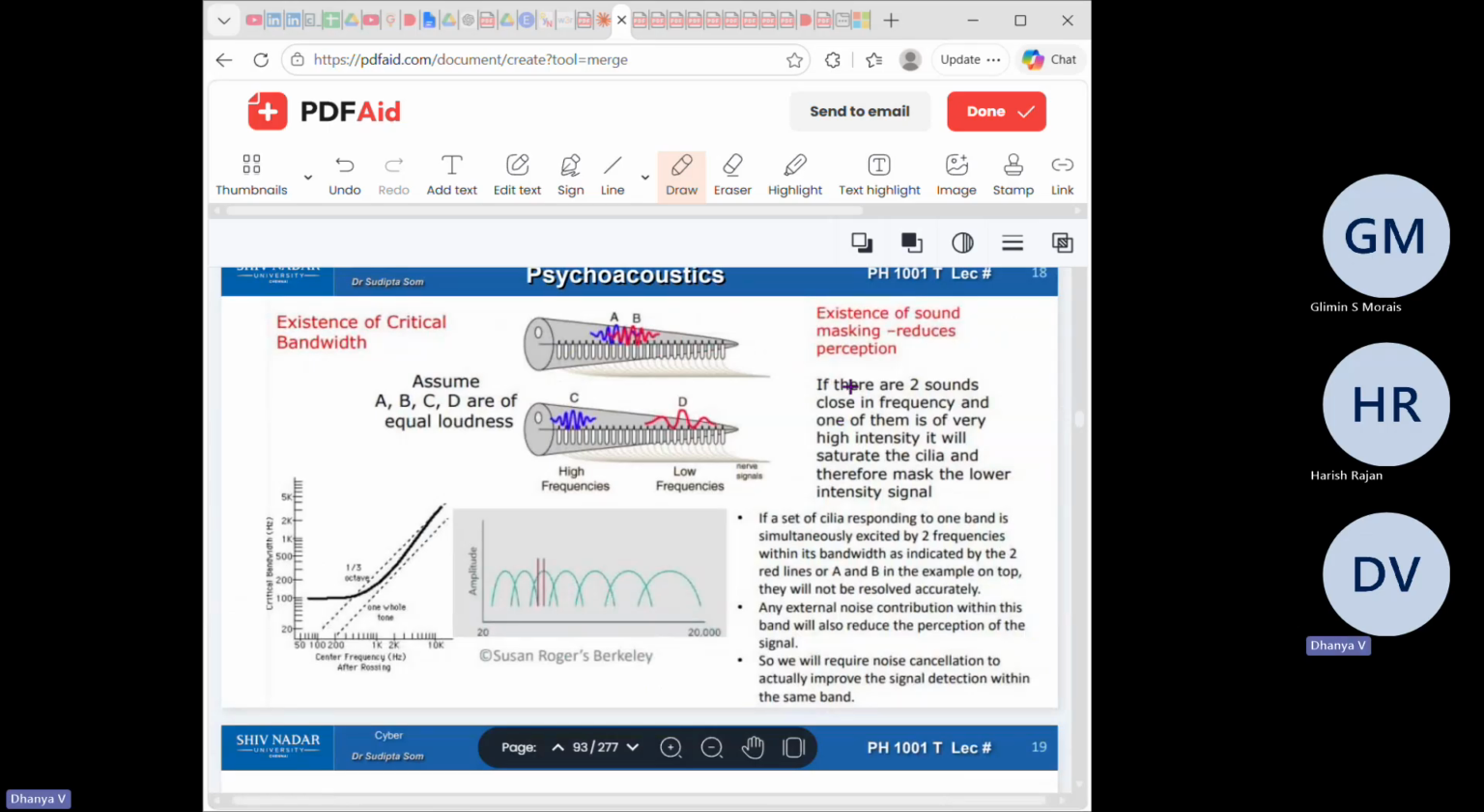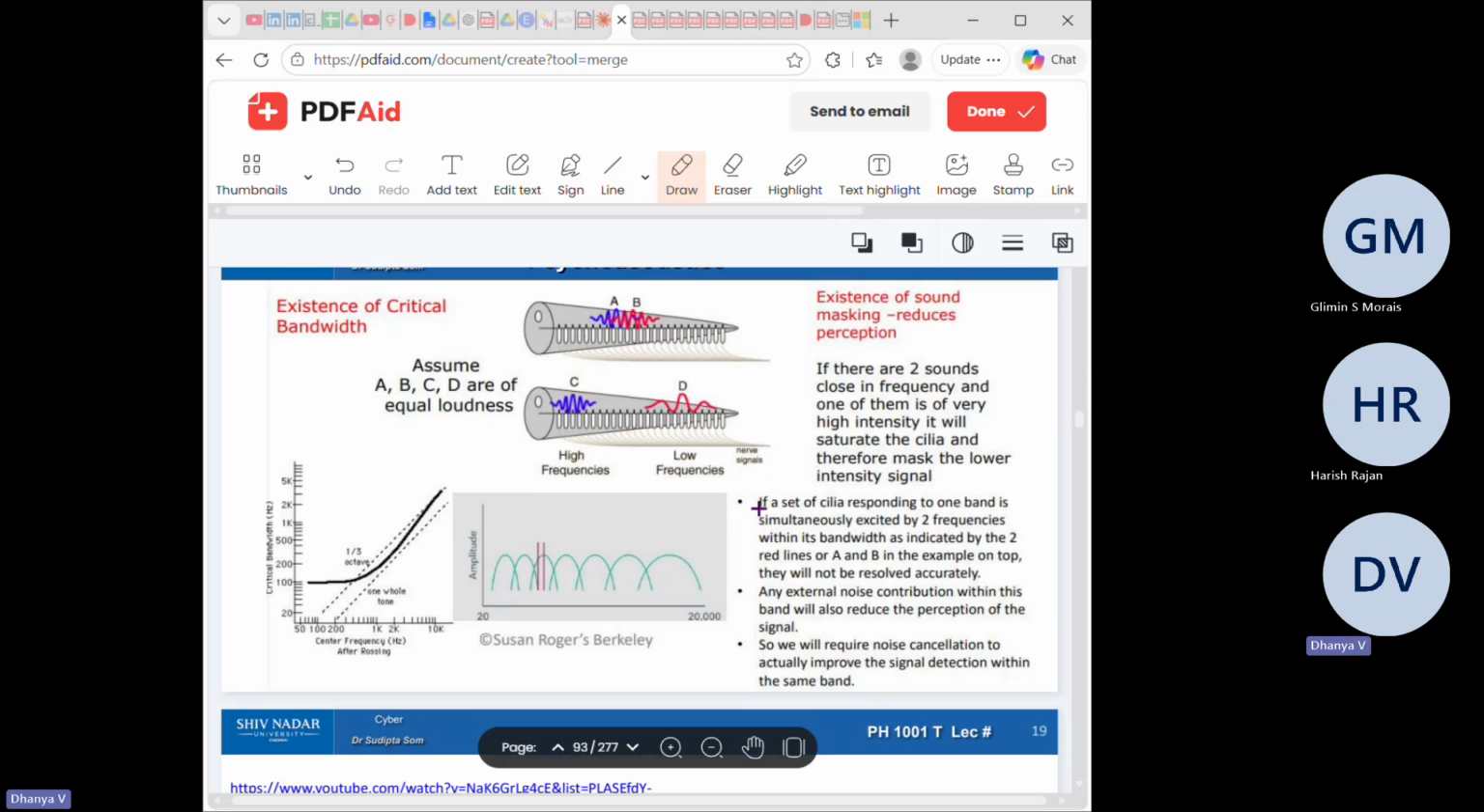Okay, so if there are two sounds close in frequency, and one of them is very high intensity, it will saturate the cilia and therefore mask the lower intensity frequency. Let's say you have two sounds with similar frequency range, but one is louder. As I again said, I use loudness and intensity interchangeably, but essentially intensity. So one of them is more intense than the other. That means the more intense wave will actually mask the lower intensity one. That's what they're saying. We already know that.